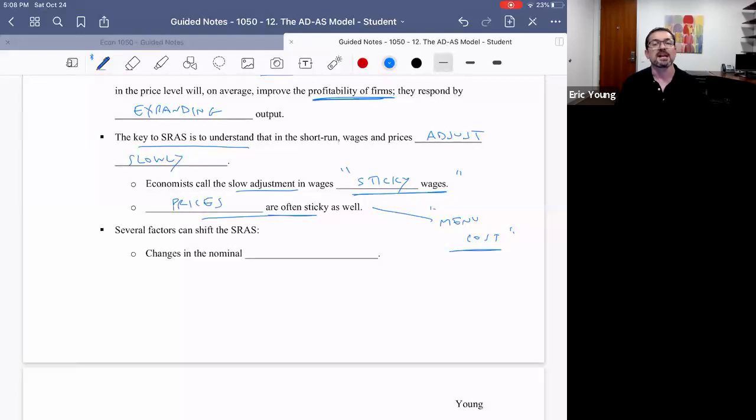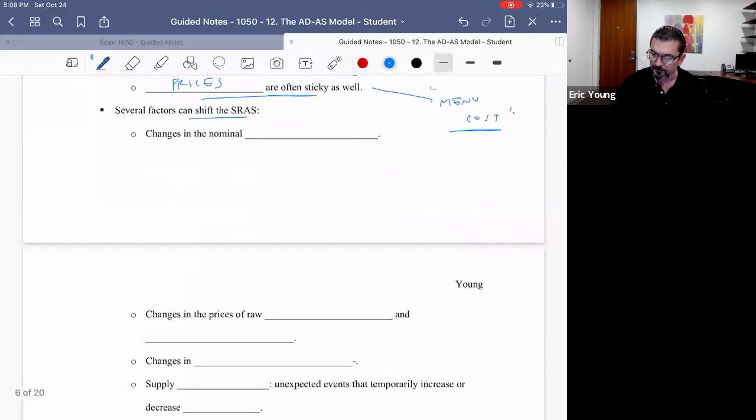So we know what the SRAS is. We know that it's upward sloping. Now let's talk about the idea of SRAS shifts. And the fact is, there are several factors that will shift SRAS. One of them, changes in nominal wages. Okay, changes in nominal wages.